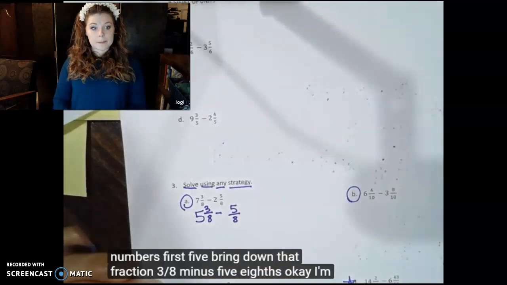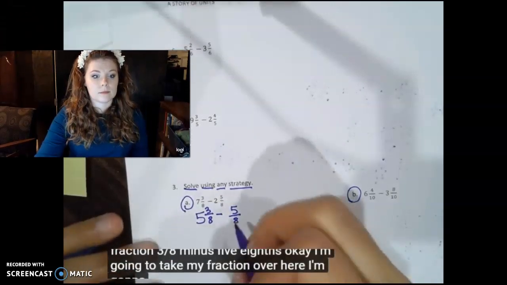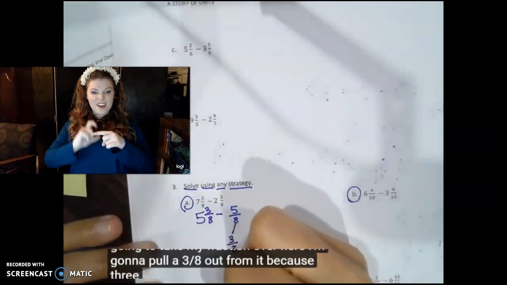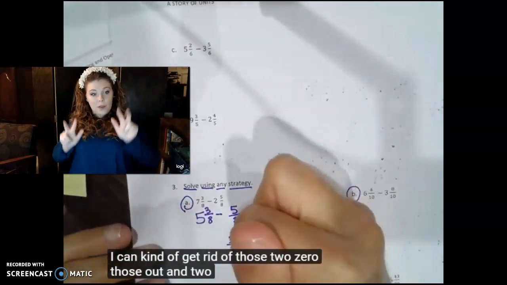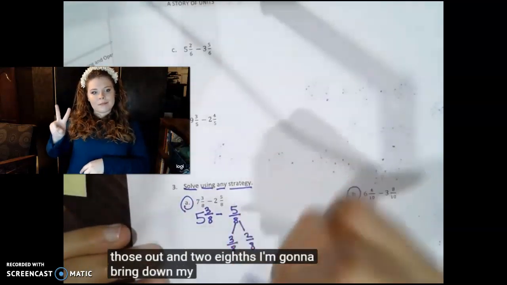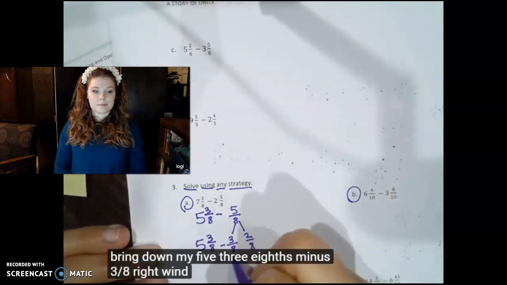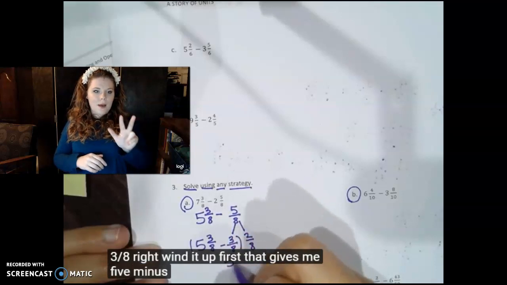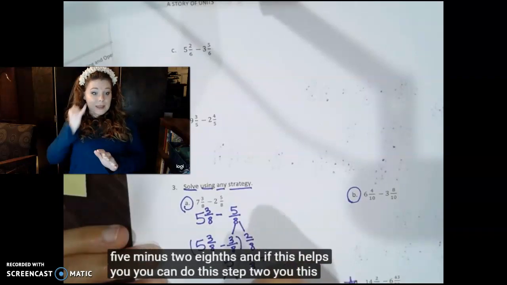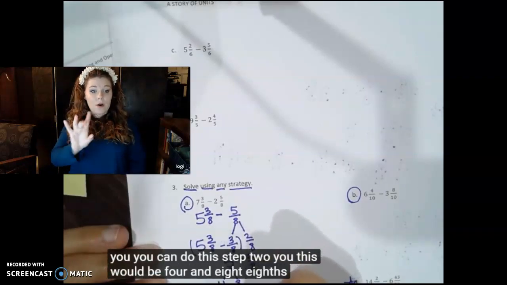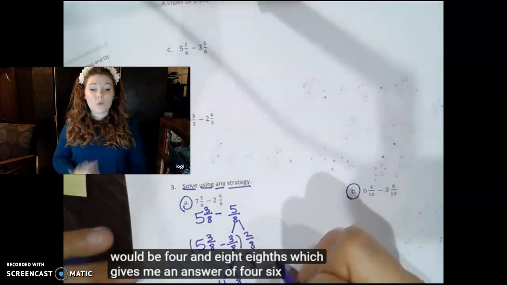Okay. I'm going to take my fraction over here. I'm going to pull 3/8 out from it because 3/8 is over here, and that way I can get rid of those two, zero those out, and 2/8. Bring down my 5 3/8 minus 3/8, right? I'm going to do that first. That gives me 5 minus 2/8. And if this helps you, you can do this step 2. This would be 4 8/8, which gives me an answer of 4 6/8.